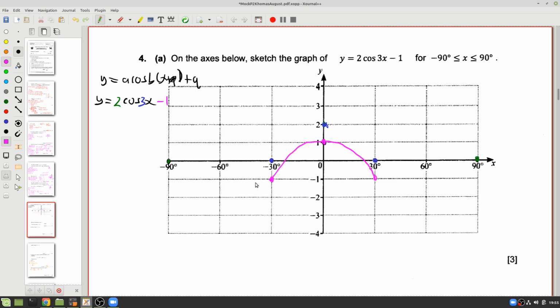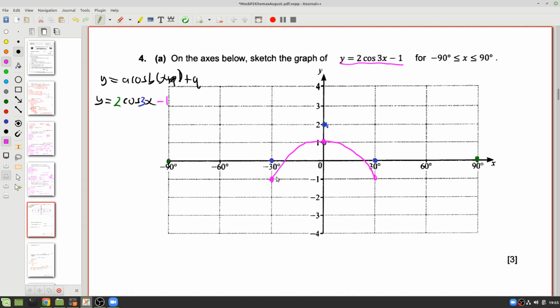You're welcome to use a calculator for this as well if you can't easily see what's going on. Don't be ashamed to use a calculator, that's completely useful. You can type in your different x values, 0, negative 30, negative 60, negative 90, 30, 60, and 90, and plot your values. It might be a bit quicker without explaining all the time, but feel free to use a calculator.